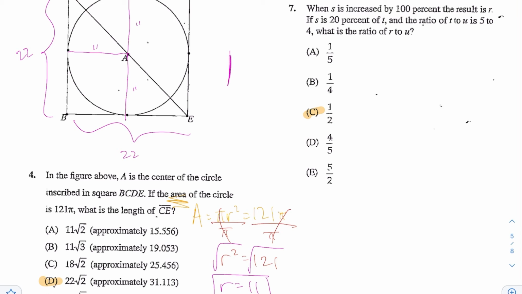And CE turns out to be the diagonal of a 45, 45, 90 special right triangle. So the ratios are going to be x, x, x root 2. In this case, it's going to be 22, 22, and 22 root 2. So you should memorize this 45, 45, 90 special right triangle. You can also use Pythagorean theorem, but that does take a while longer. So the answer is choice D.